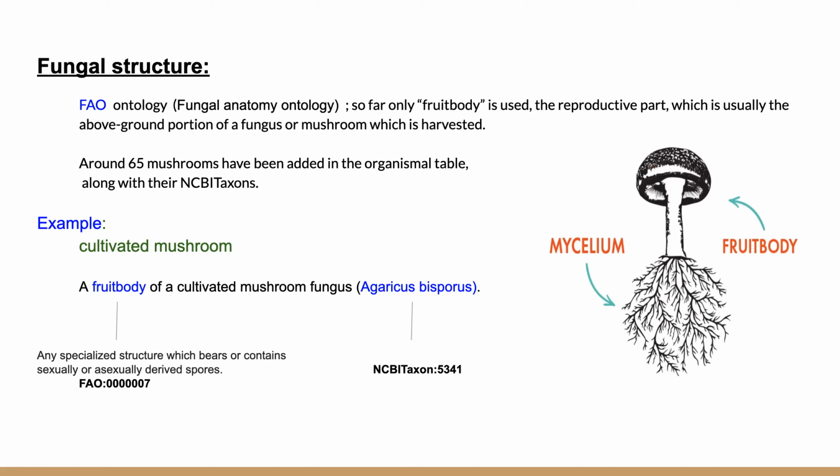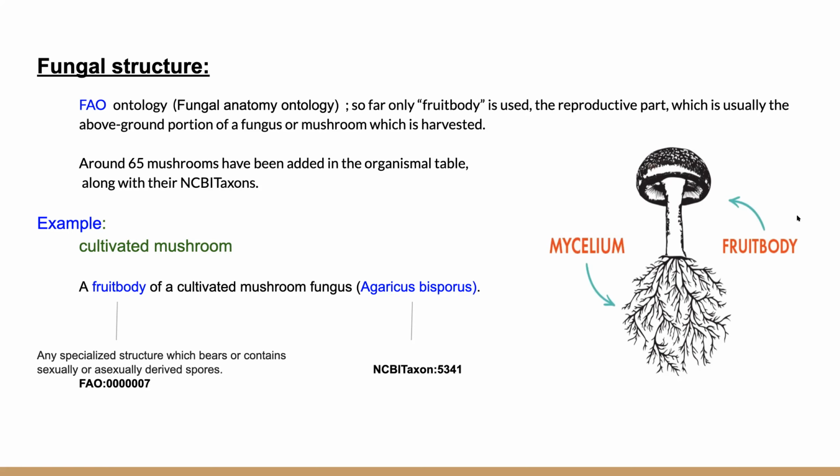For example, cultivated mushroom, we can now define as the fruit body of a cultivated mushroom fungus, which is Agaricus bisporus. According to FAO, fruit body or fruiting body is any specialized structure which bears or contains sexually or asexually derived spores. So this is how we are dealing with all the fungi terms right now.